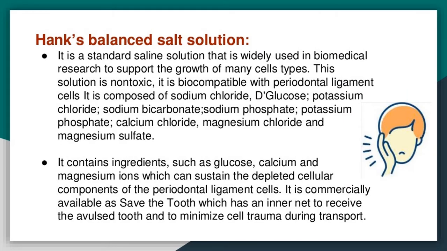11. Hank's Balanced Salt Solution is a standard saline solution that is widely used in biomedical research to support the growth of many cell types. This solution is non-toxic and biocompatible with periodontal ligament cells. It is composed of sodium chloride, D-glucose, potassium chloride, sodium bicarbonate, sodium phosphate, potassium phosphate, calcium chloride, magnesium chloride, and magnesium sulfate. It contains ingredients such as glucose, calcium, and magnesium ions which can sustain the depleted cellular components of the periodontal ligament cells. It is commercially available as Save the Tooth, which has an inner net to receive the avulsed tooth and to minimize cell trauma during transport.